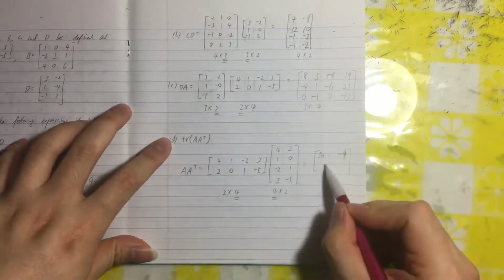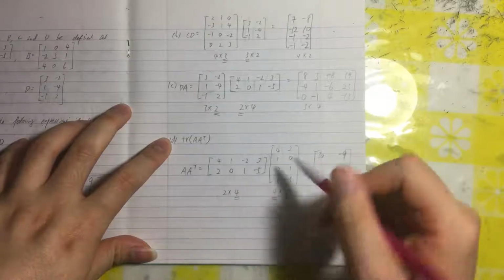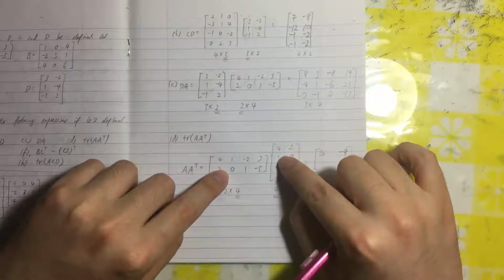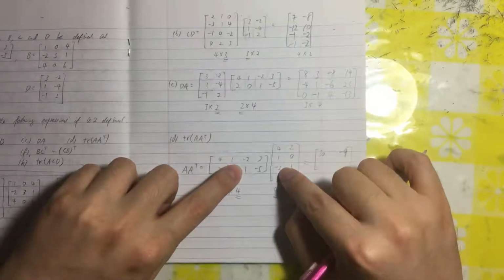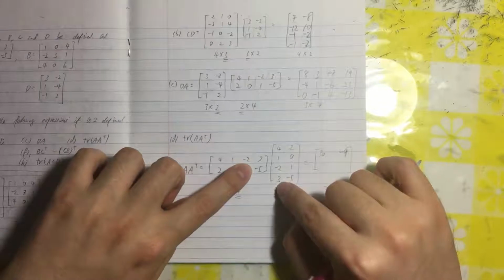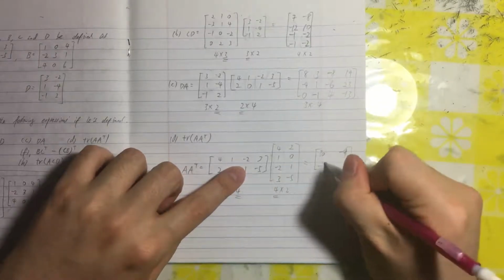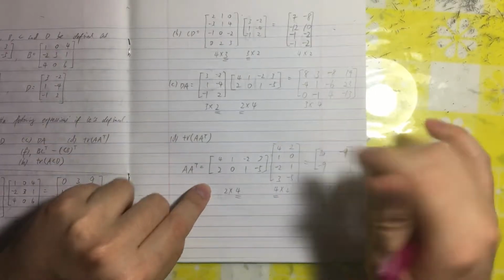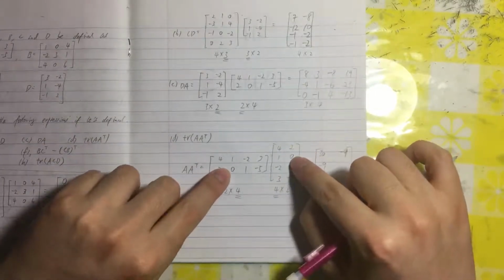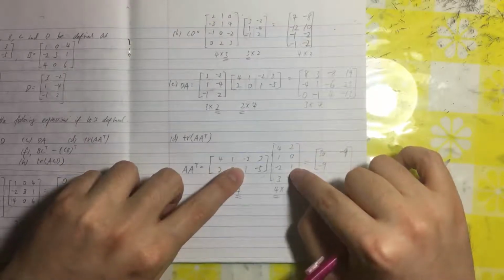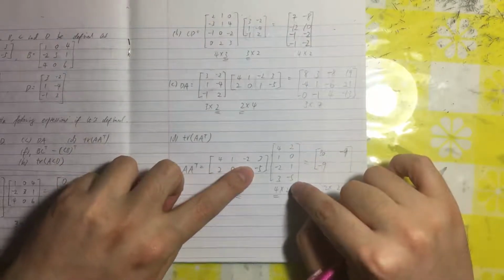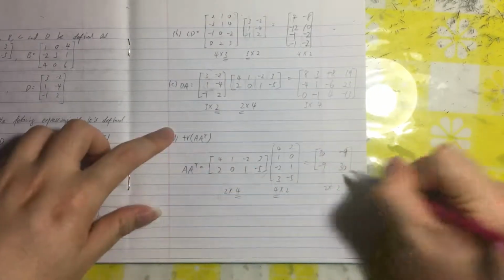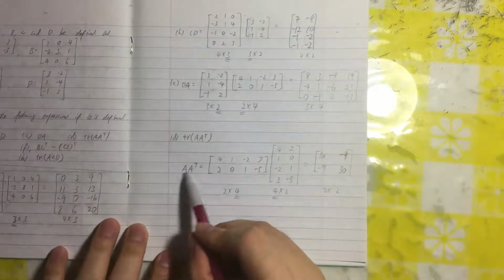Next, second row, first column. Take second row times first column. That's 8. 8 plus 0 is 8. 8 plus negative 2 is 6. 6 plus negative 15 is negative 9. Next, second row, second column. Take second row times second column, that's 4. 4 plus 0 is 4. 4 plus 1 is 5. 5 plus 25 is 30. That's A times A transpose.